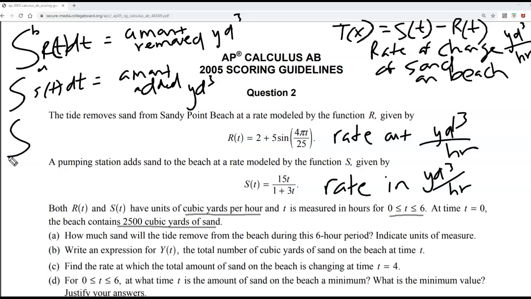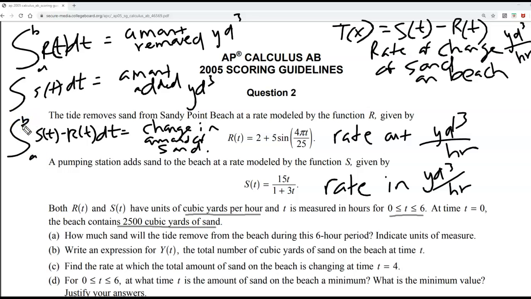Instead of putting the integral of T, though, I'll put the integral of S minus R, which is the same thing. But if you do that, that's going to tell you the change in the amount of sand on the beach on any given time interval, A to B. So it'll just tell you what the total change was.